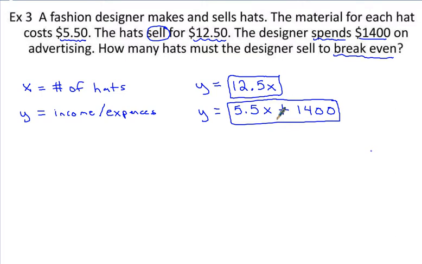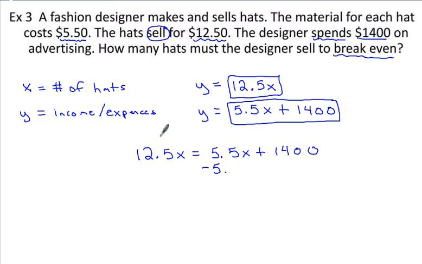The point is that you need to understand, because we want these two things to equal each other, to break even, all you do is set these two amounts equal to each other. And when we do that, watch what happens. 12.5x equals 5.5x plus 1400. We just eliminated one variable because we just set both these y equals to each other.